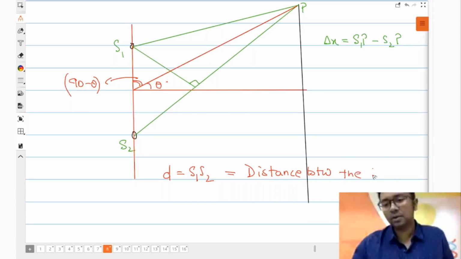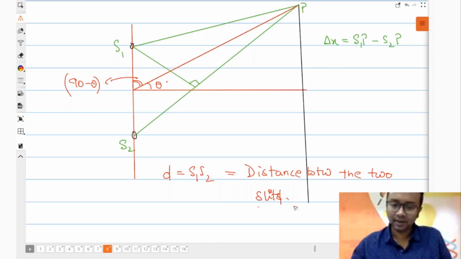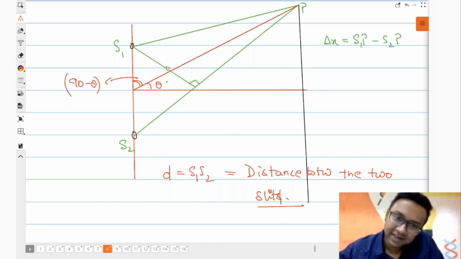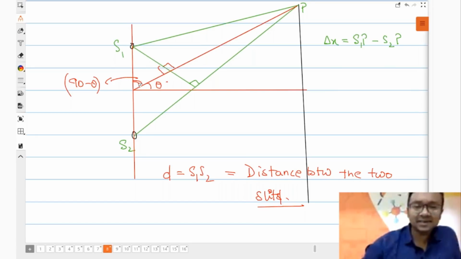Between the two slits. Now, if this is 90 degrees, this is also equivalent to 90. As a result, if this is 90 minus theta, this is also theta.